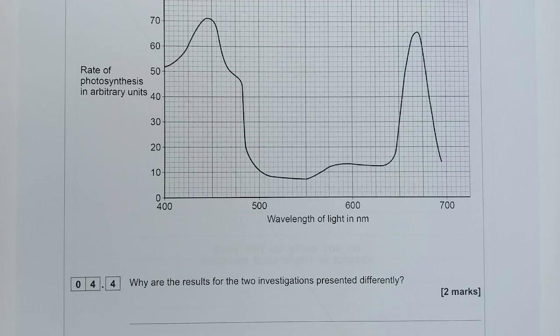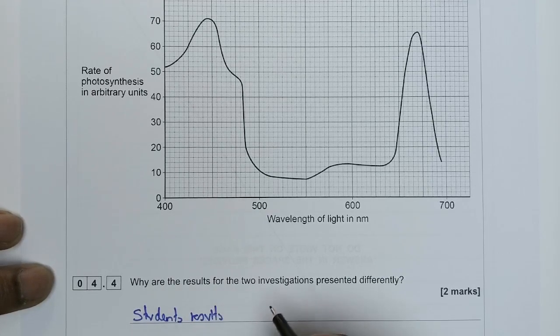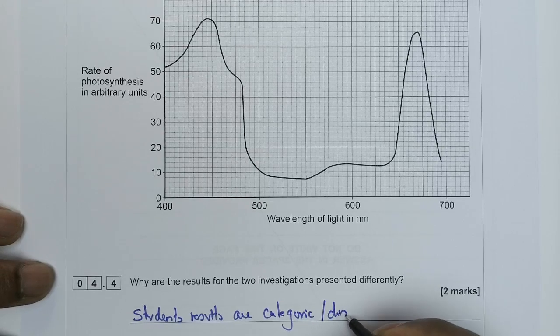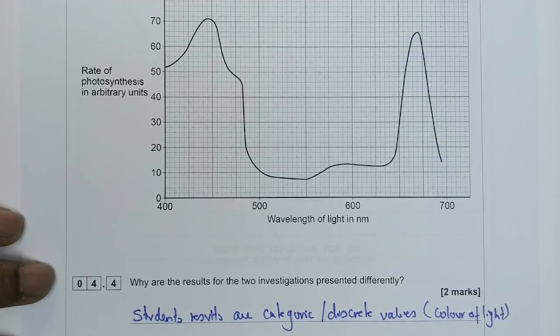Why are the results for the two investigations presented differently? So the question is asking, why are the student's results presented in a bar graph whereas the scientist's results are presented in a line graph? So first point, the students' results are categoric or discrete values, which is the color of light.